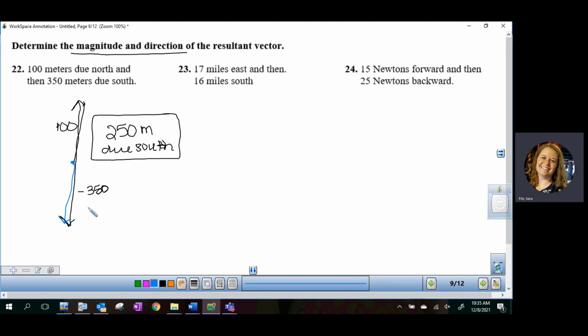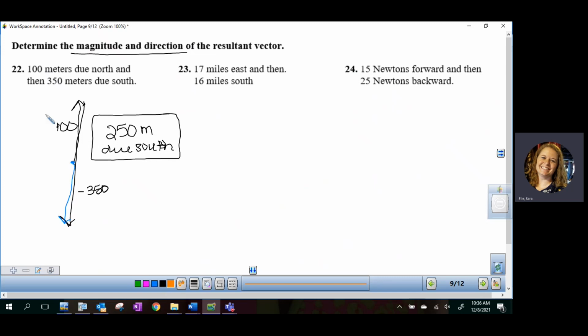So think of it as you physically walking somewhere. Okay, so you're on a street and you go 100 meters north, and then you turn around and you come back 350. So you pass your starting point, right? And go 250 in the opposite direction of where you went initially. Does that make sense? Okay.